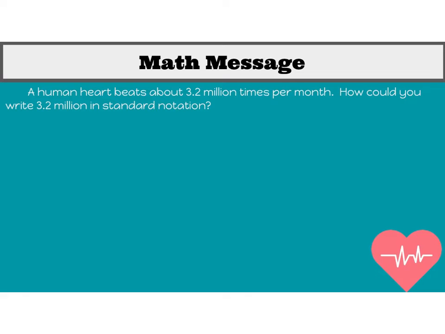Our math message today goes like this. A human heart beats about 3 2/10 million times per month. How could you write 3 2/10 million in standard notation? So go ahead and pause your video and see if you can think about what that would look like. Try to write it out and see how you do.